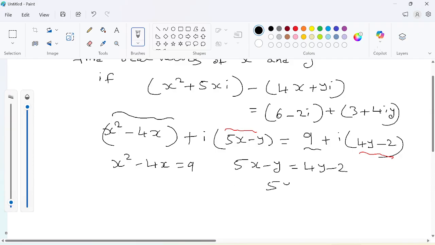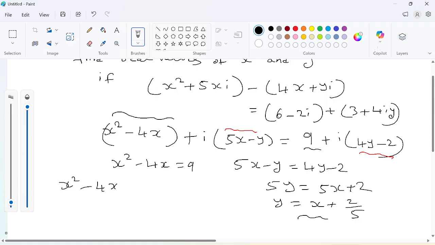So what will be y? 5y is equal to 5x plus 2, so y is equal to x plus 2 by 5. Now y is dependent on x, so we cannot get the y value directly. Now I have to solve for the x value.